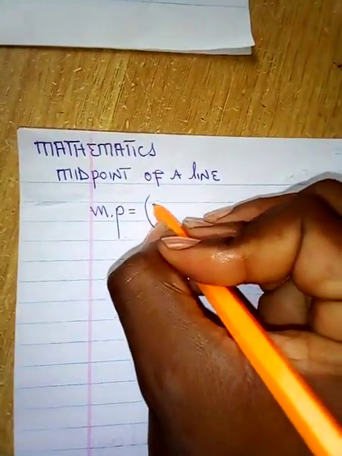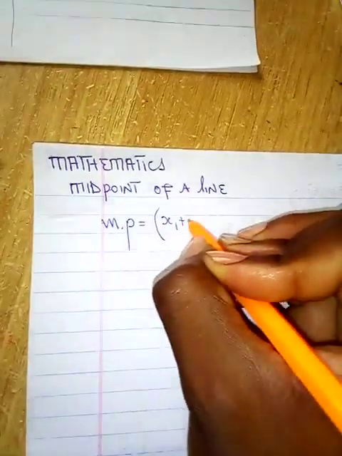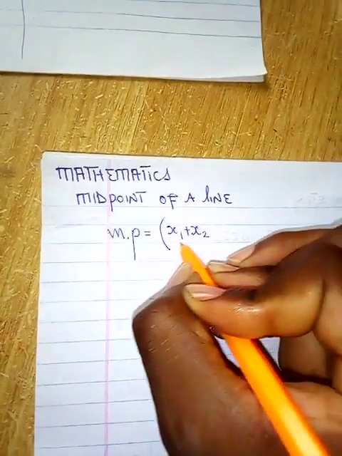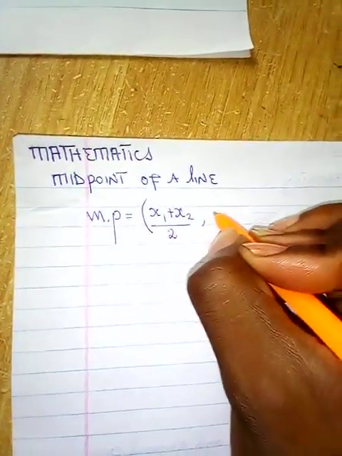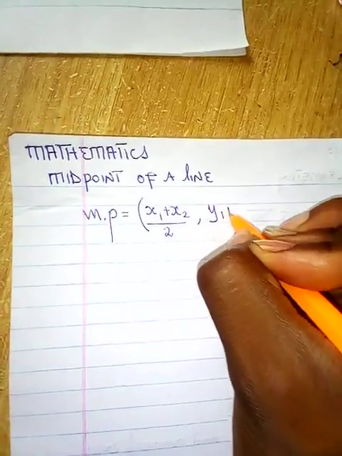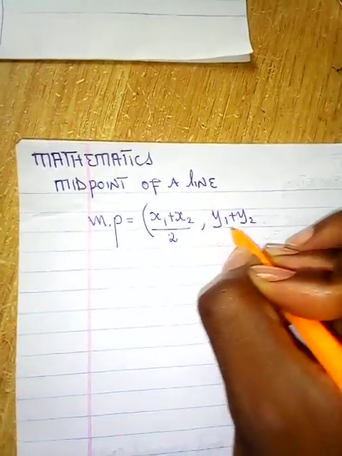This is just x1 plus x2 divided by 2, comma y1 plus y2 divided by 2.